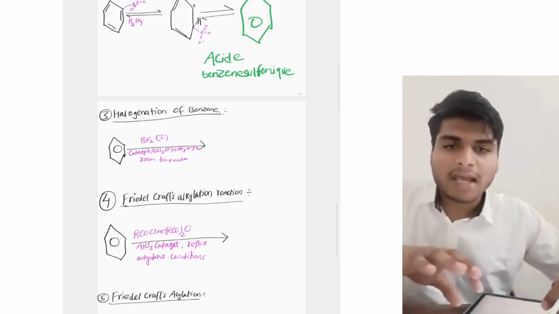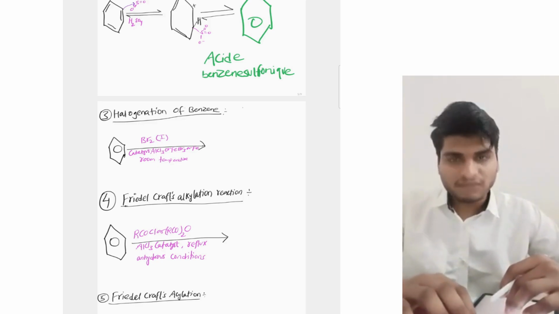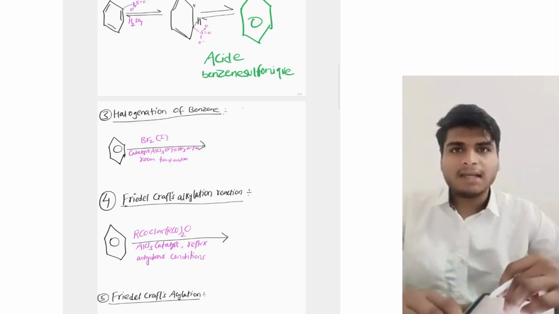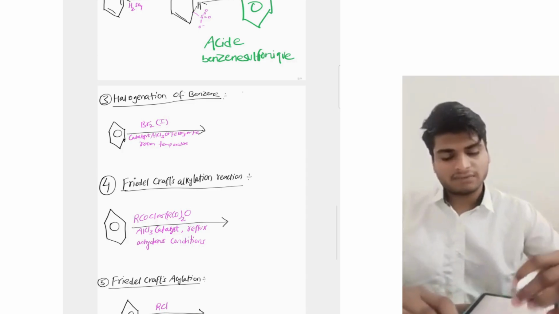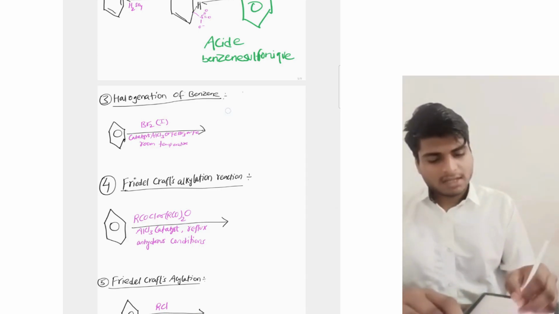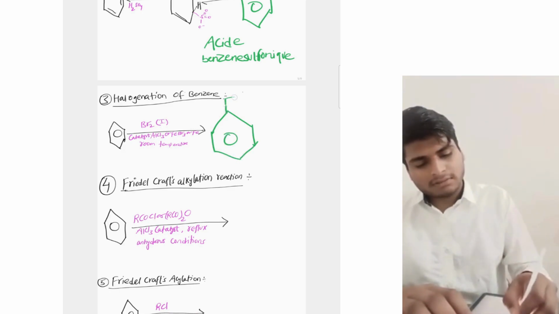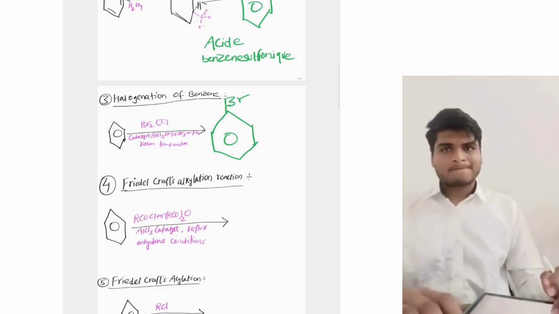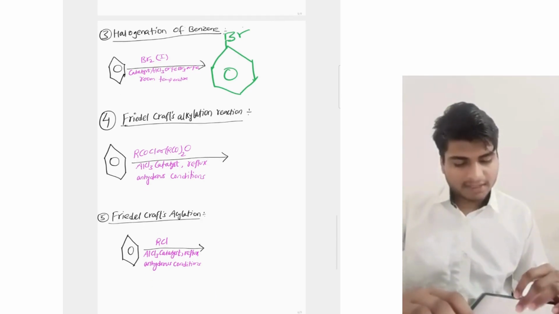Benzene reacts with halogen in the presence of a Lewis acid like FeCl3 or FeBr3 to form aryl halides. This reaction is named halogenation of benzene, and here Br will be formed. Now Friedel-Crafts alkylation and Friedel-Crafts acylation.